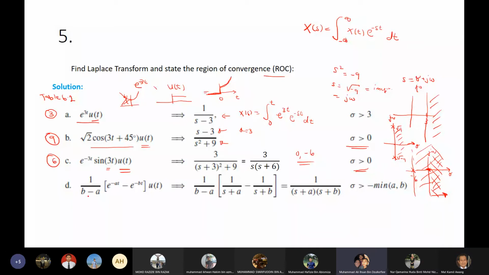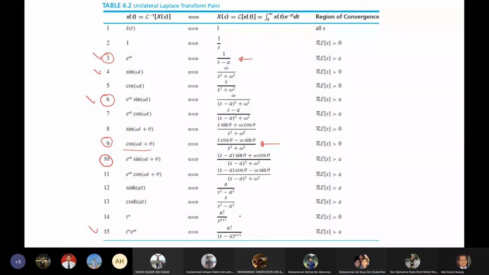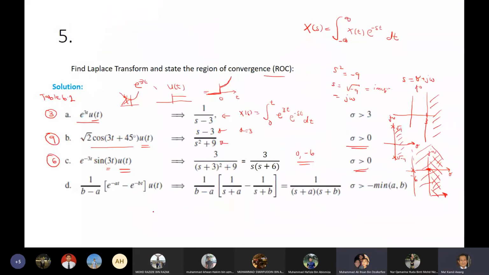Yes, sir. D. Which one? 1 minus B. This one is basically 1 over B minus A times e to the minus AT minus e to the minus BT, times u of t. So do you recognize this?